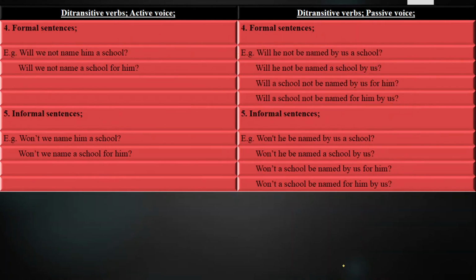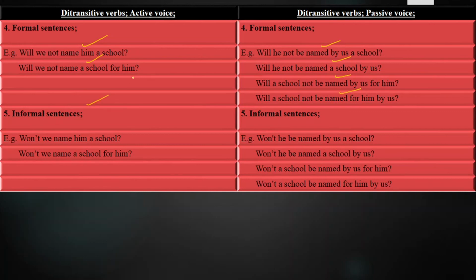Next we have the formal sentences, those sentences in which we ask a question, deny this statement, and we ask them in a formal and polite way are called formal sentences. Will we not name him a school? Will we not name a school for him? Will he not be named by us a school? Will he not be named a school by us? Will a school not be named by us for him? Will a school not be named for him by us?